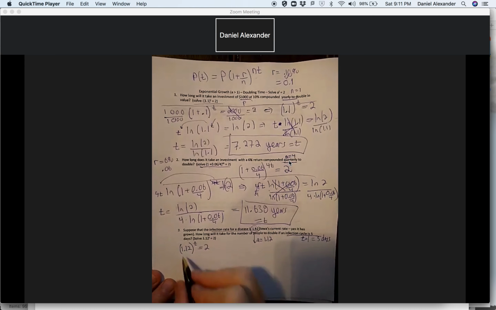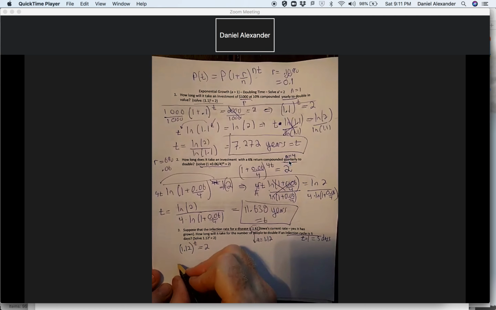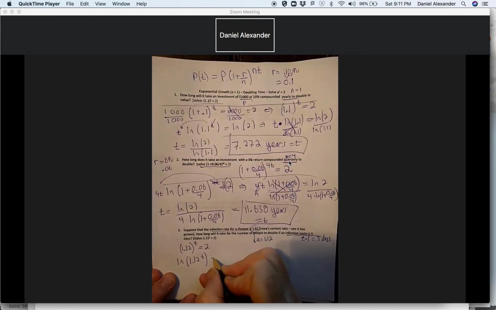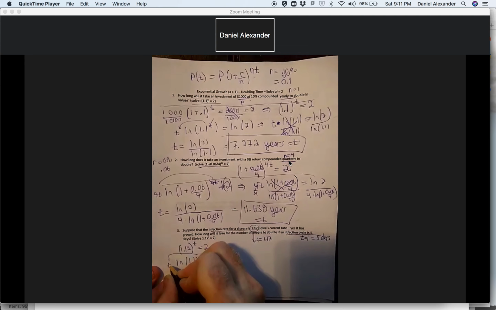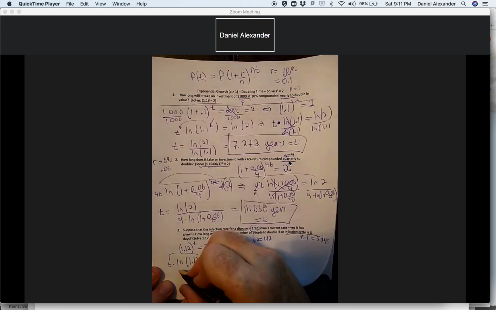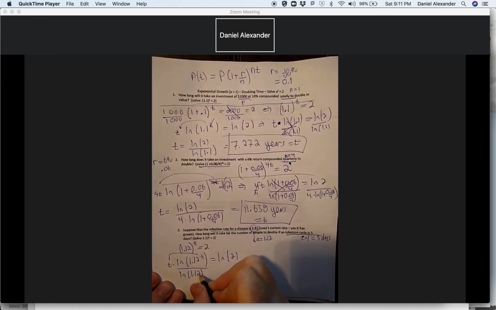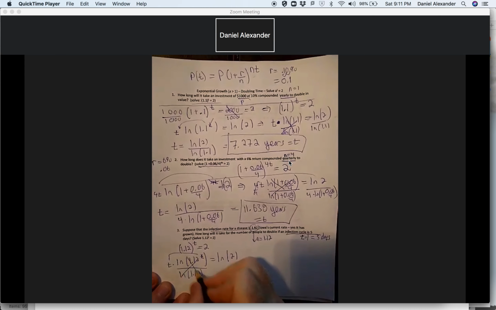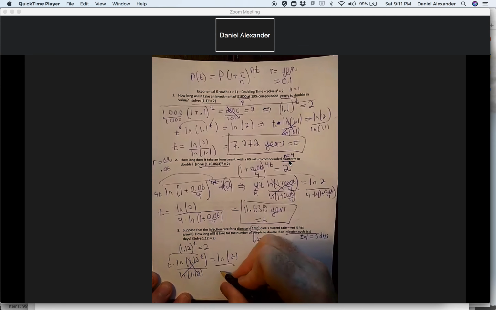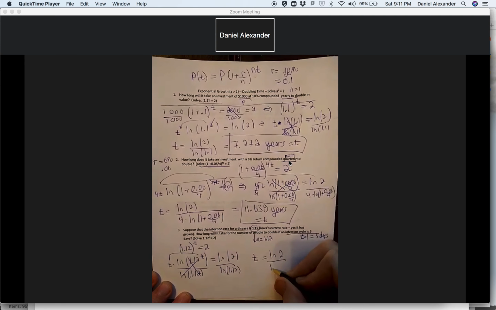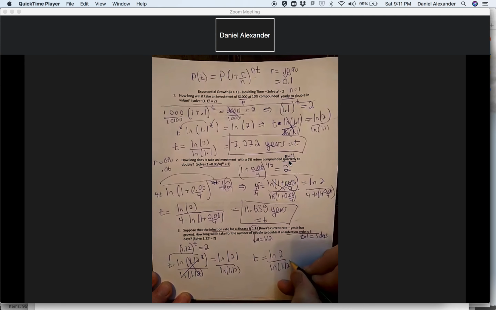Okay, so I need to solve this equation. Take logs of both sides. Bring the t down. I'm going to divide both sides by natural log 1.12. That cancels. This goes over here since I'm dividing both sides by that. So t is equal to natural log 2 over natural log 1.12.